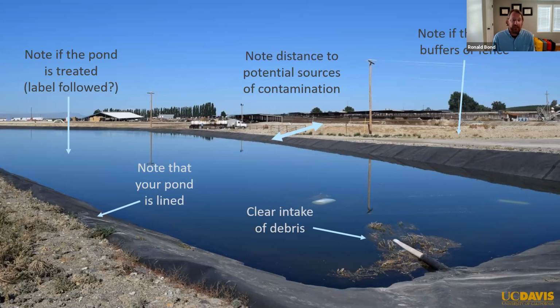Well, there's distance. That's a certain type of buffer, and this pond wasn't bermed by any stretch. So any airflow coming over from that dairy could potentially get into this pond. You also want to note if it's lined. Do you line the pond, or is it just a natural hole in the ground? And note that you have the potential for debris around your intake. You want to keep that clear, and note that you've done that.